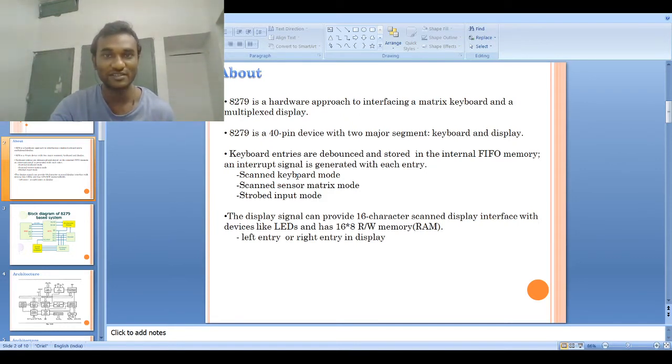The input mode has three modes: scanned keyboard mode, scanned sensor matrix mode, and strobed input mode. The display section can provide a 16-character scanned display interface with devices like LEDs and has 16x8 read and write memory, RAM. And the two modes of display are left entry or right entry in the display.